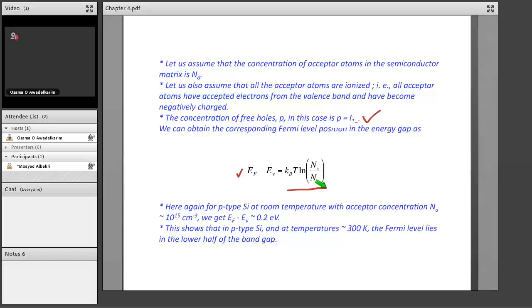So for silicon, we know Nv at room temperature. For Na of the order of 10 to 15, we can find EF minus EV of the order of 0.2 electron volts. Again, this is much, much smaller, at room temperature, than the middle of the gap, which is 0.56 electron volts.